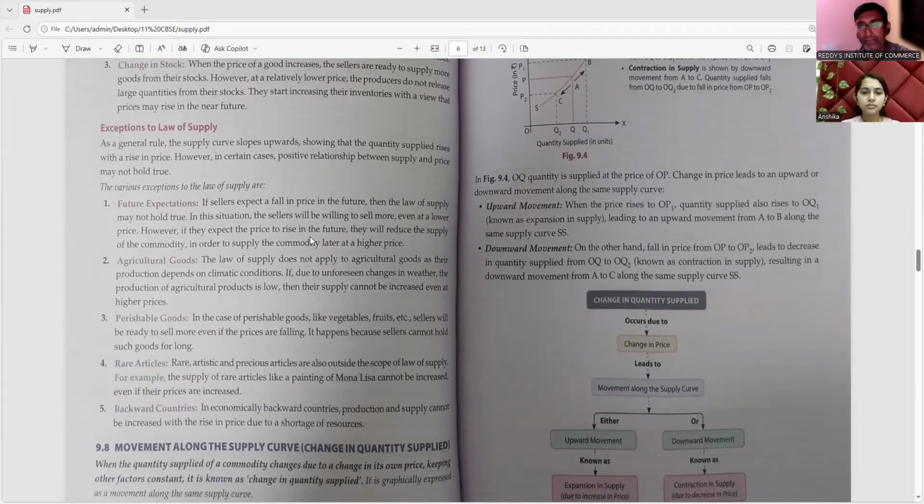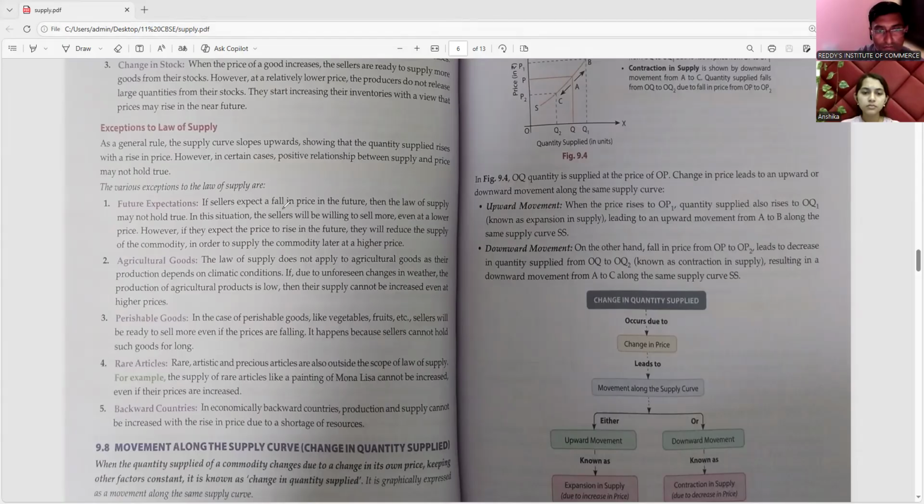But every time it cannot happen, because the government has controls to restrict that kind of thing. So for that reason, there are some exceptions also. We cannot apply these assumptions and these rules to everything. There are some assumptions and exceptions. Let's see which are the exceptions. Number one, future expectations.